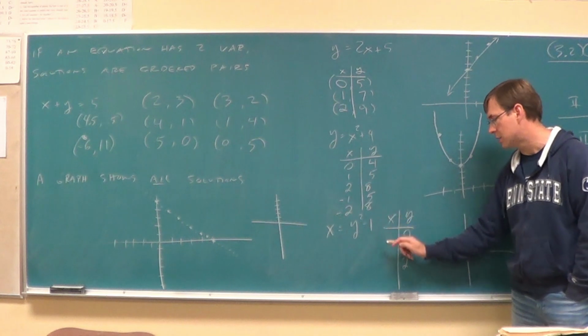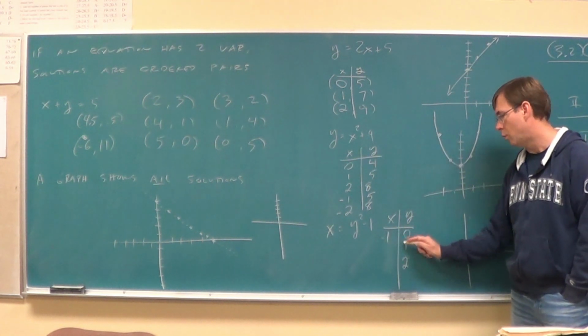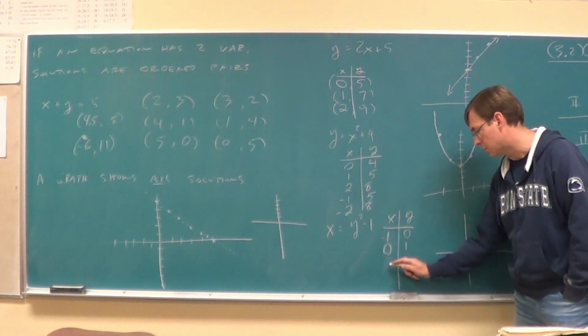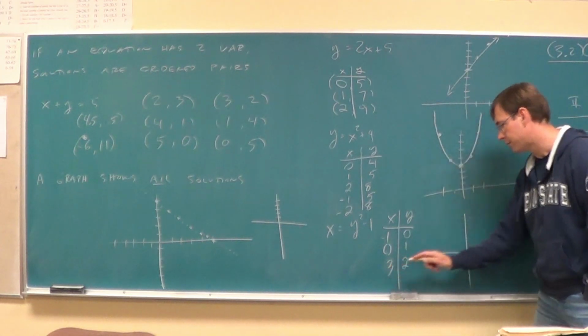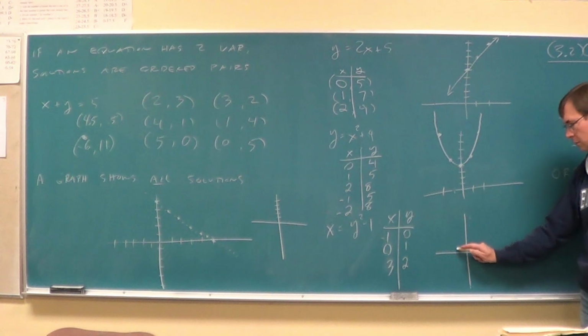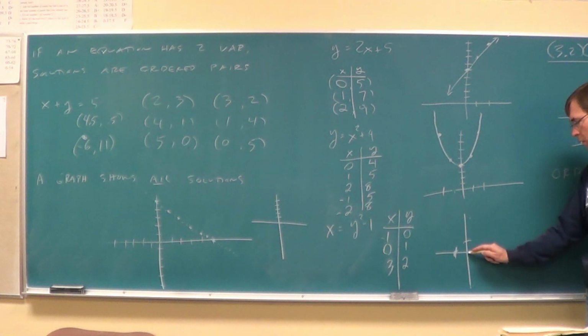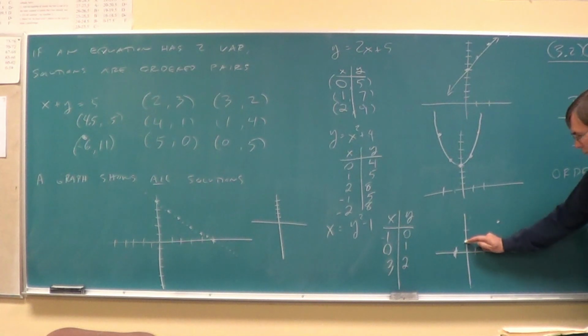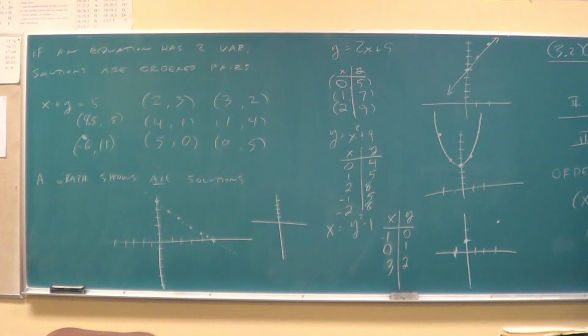So 0 squared subtracts 1. -1. 1 squared subtracts 1. 0. And then 2 squared subtracts 1. 3. Where is -1, 0? Left 1. Where is 0, 1? Up 1. Where is 3, 2? Over 3, up 2. So I'm not convinced yet that I know what I have.